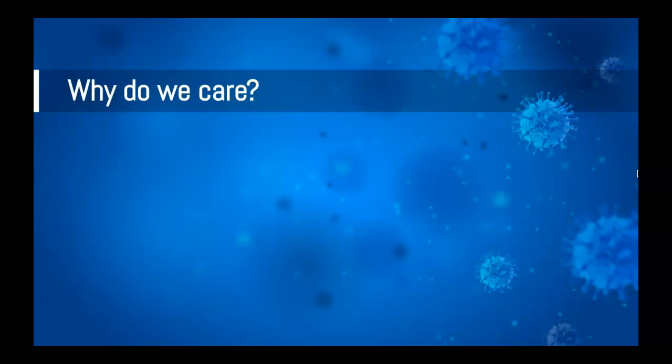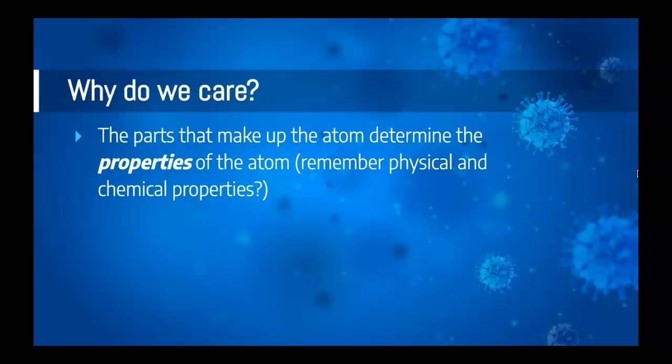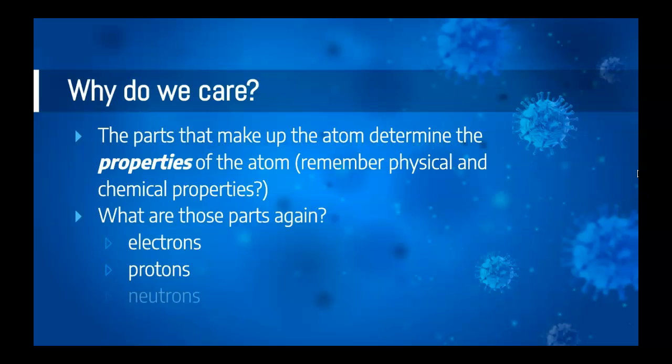Structure of the atom. So, the question is, why do we care? Why are we bothering to look at these subatomic particles? Why do we care what the atom actually looks like? Well, those parts, those subatomic particles, actually determine the properties of the atom. So we've looked at physical and chemical properties already in this course, and so now we're going to look at how those subatomic particles actually affect the properties. So those three parts again: electrons, protons, and neutrons.